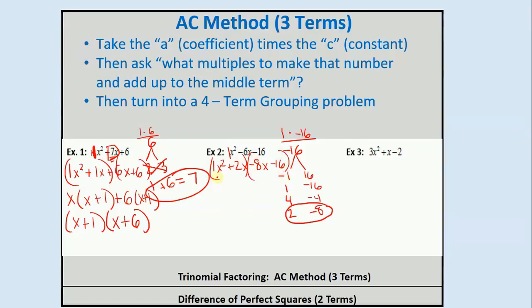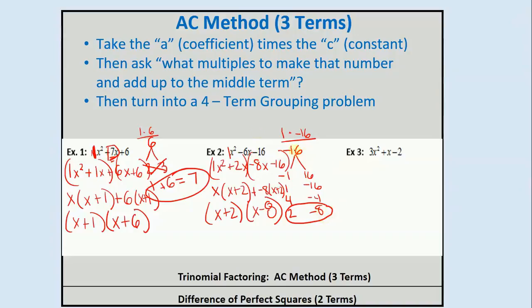Let's do our grouping. So it looks like an x is shared, left with an x plus 2. Add on, looks like a -8 is shared. That would be an x plus 2. Factor out my x plus 2, and I'm left with x minus 8.